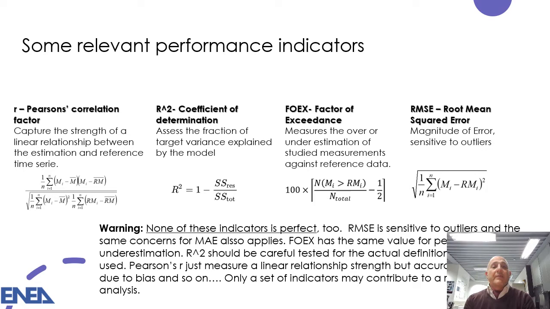And then we have the so-called coefficient of determination, which is indicated with R squared, which is not, in the general case, the square of the Pearson's correlation factor. This is computed with this formula, and actually may take negative values, for example, which is not the case for the square of R. Another really simple and interesting indicator is the so-called FOEX, the factor of exceedance. It measures the over or underestimation of measurement against the reference data.